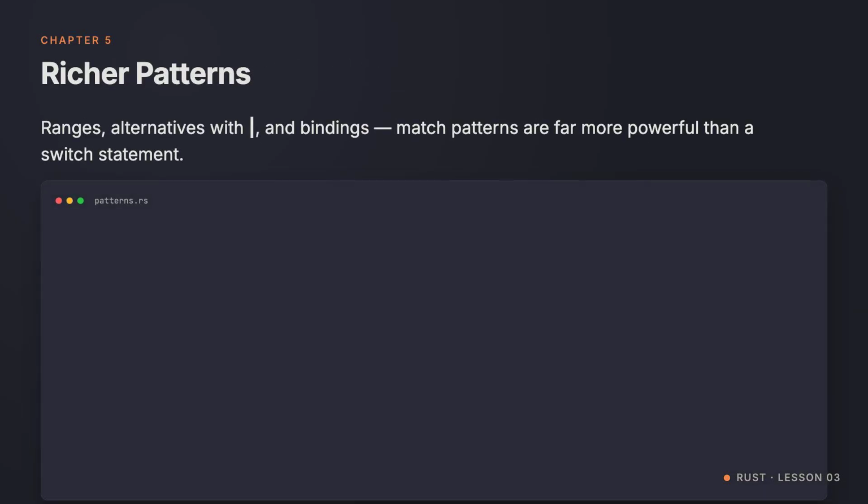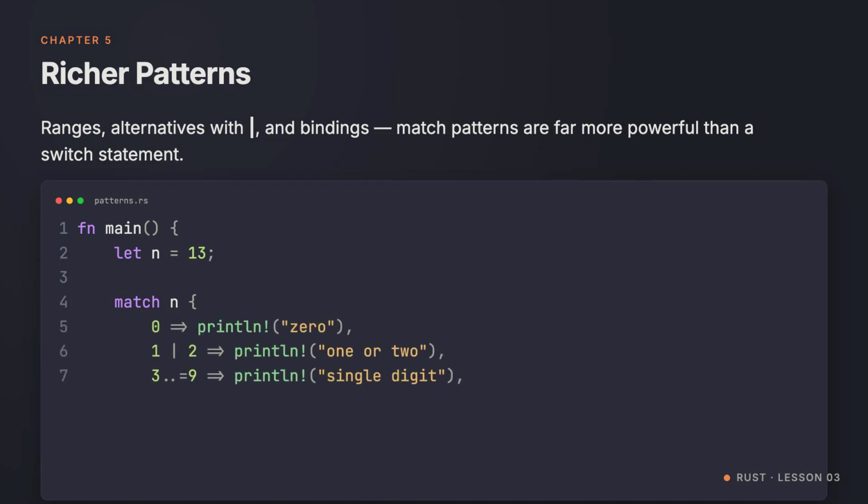Match patterns go far beyond simple equality. You can match a range of values using the ..= syntax. 3..=9, for instance, matches every number in that range inclusively. You can combine multiple alternatives with the pipe character. 1 | 2 means match if the value is 1 or 2. You can bind matched values to names, so that inside the arm you have a variable holding the matched value. And you can add a guard, an extra condition prefixed with the if keyword, that has to also be true for the arm to match.